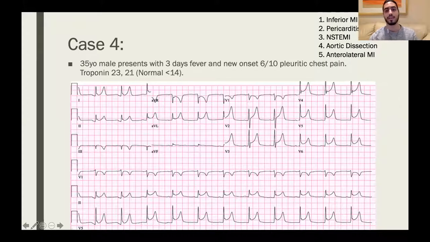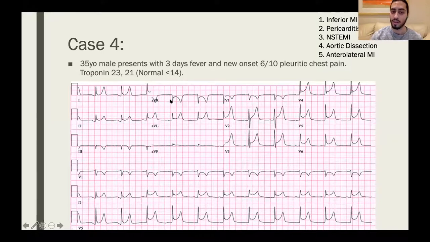Okay, so this ECG, I think some of you are getting this. What you're looking at here is widespread ST elevation. If you look at the ST segment, it's above the baseline, above the baseline, above, above the baseline, and even the inferior leads above the baseline.